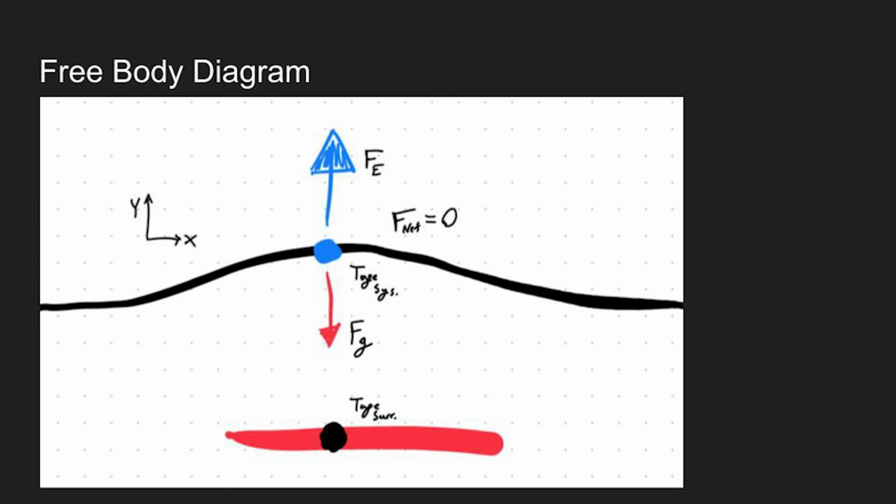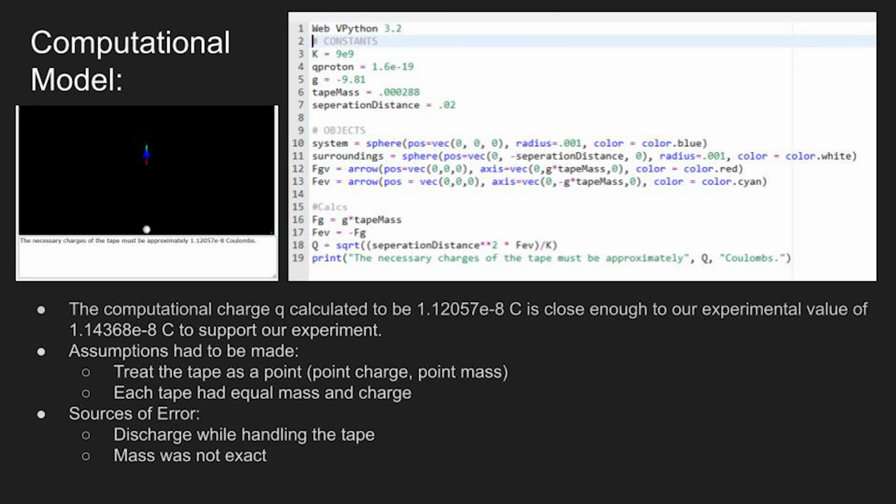Here you can see the free body diagram, which we use to calculate the charge, and as you can see, we had to treat the tape as points, which means they are point masses and point charges. Here in the computational model, we made the same assumptions, and the computation actually ended up calculating the charge to be 1.2 times 10 to the negative 8 coulombs, which is close enough to our experimental value of 1.4 to support the experiment. However, as I mentioned before, we did have to make the assumptions that it was a point charge and point mass, and we also made the assumption that each tape had equal mass and equal charge.